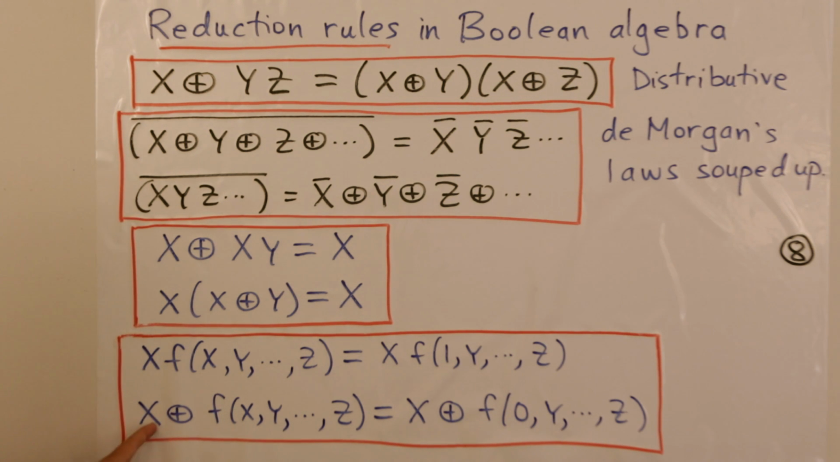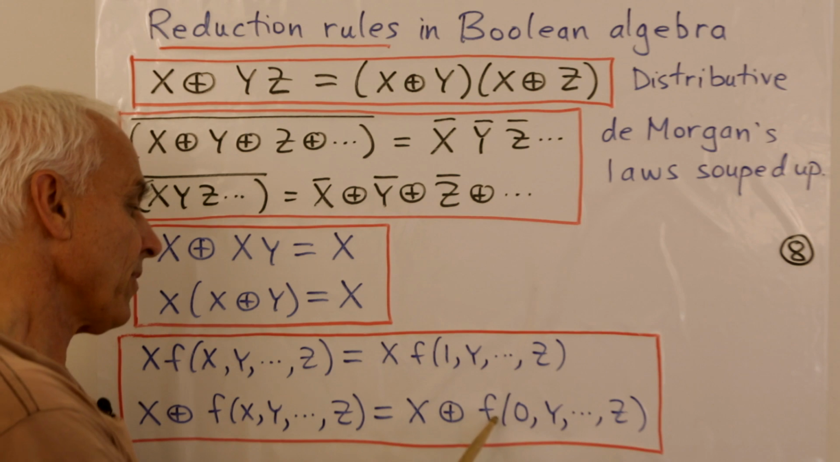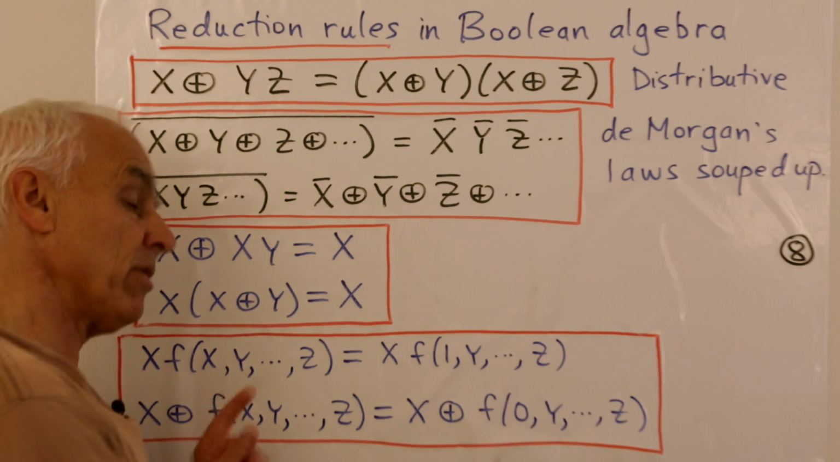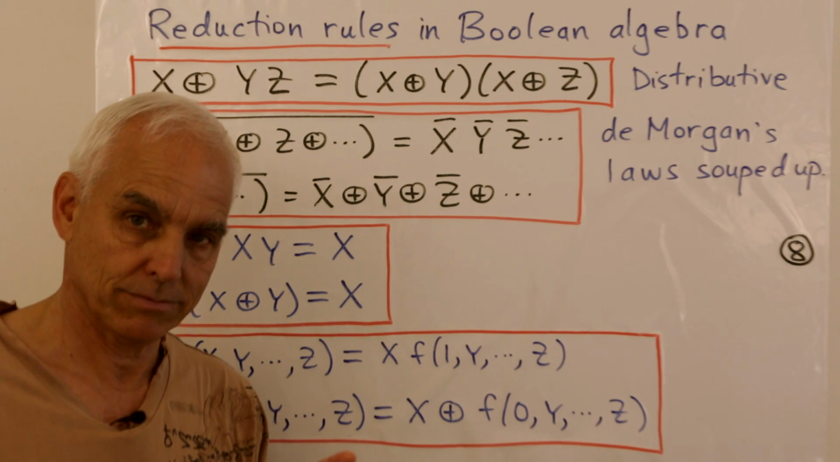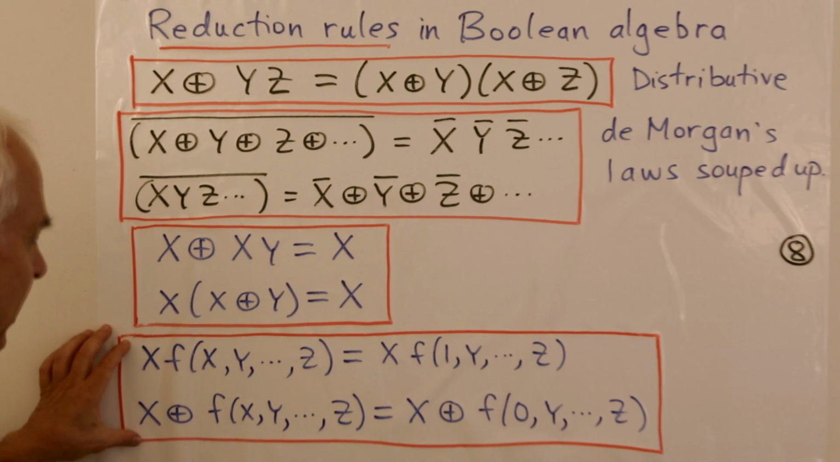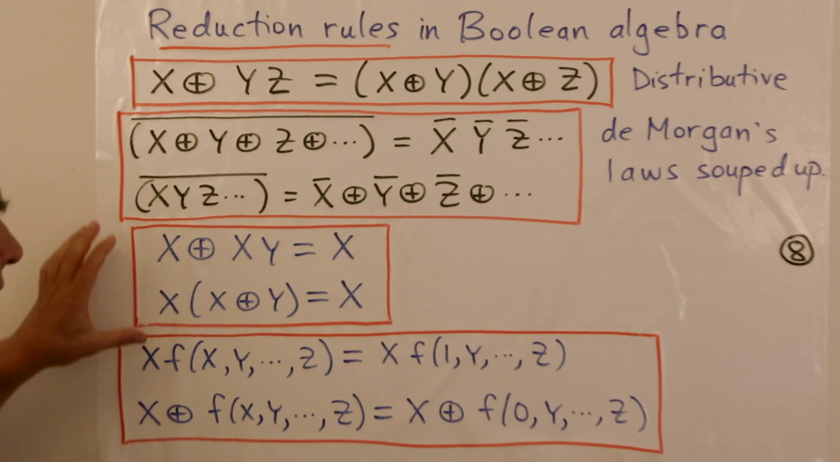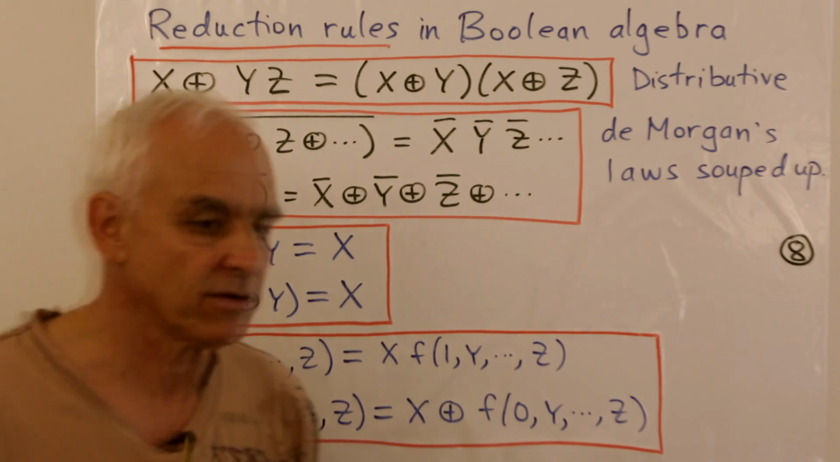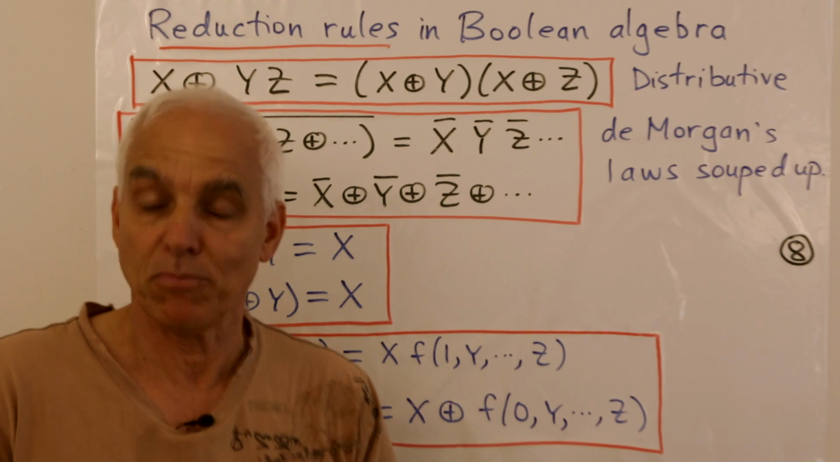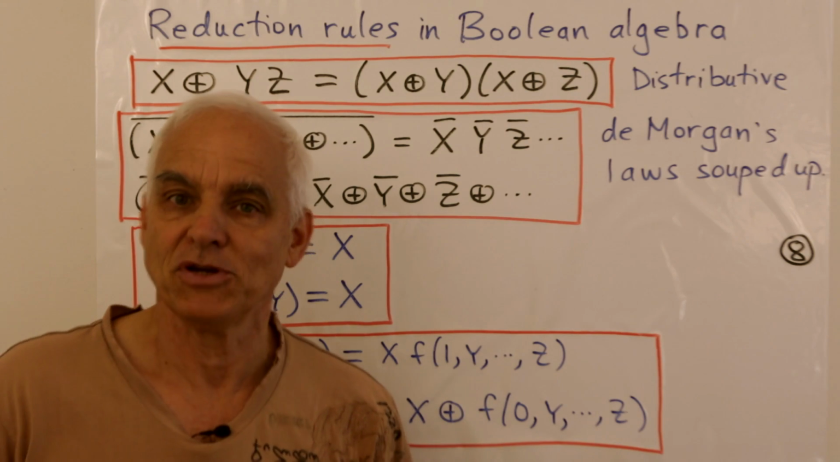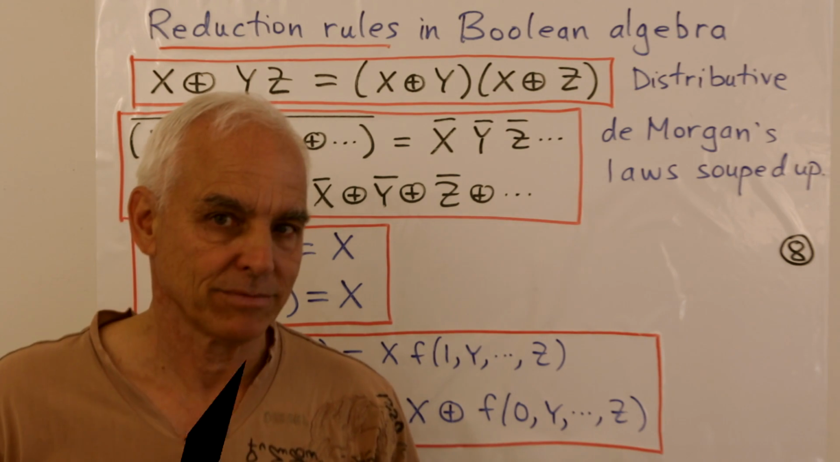And there's a corresponding one here. If you have x plus some function of x, y, and z, then that's equal to x plus the same function with the x now replaced with 0. Okay, I'll let you think about those. And so these kinds of laws allowed Shannon to have a technology for being able to simplify big expressions like we just saw in the previous example.